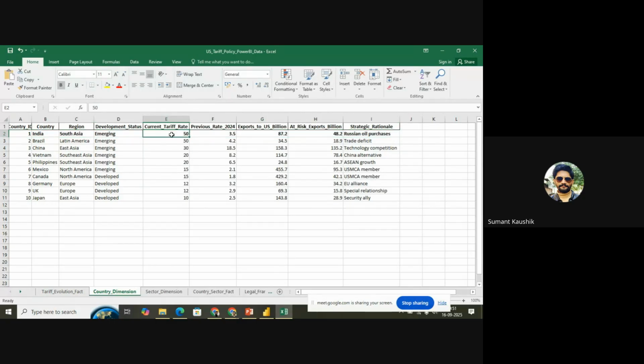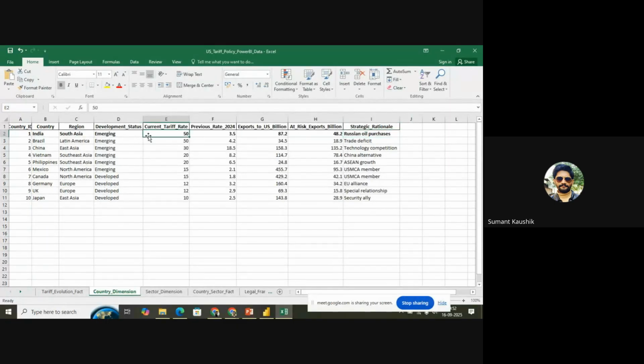the current tariff rate is 50%. Previous was 3.5%. As I have mentioned, 87 billion in exports to the US has been affected. Out of this 87 billion, 48 billion in exports are at risk. And the rationale is Russian oil purchases. The political rationale behind this tariff rate is restricting India from buying Russian oil.